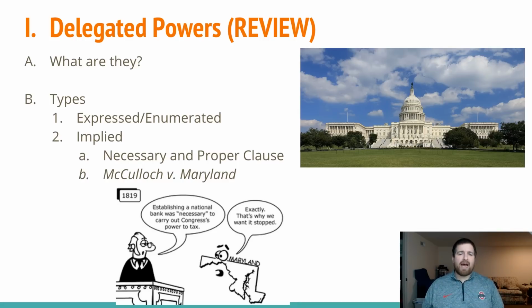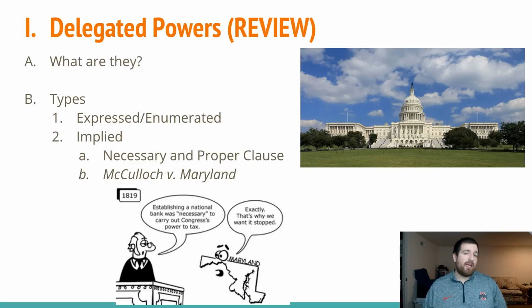The next type of powers are implied powers, and these are powers that are not written in the Constitution but are necessary for Congress to carry out its job. And there are two things that we can thank for implied powers existing. The first is the necessary and proper clause, and this states that Congress may do whatever is necessary to carry out its job. The second thing is the Supreme Court case McCulloch versus Maryland.